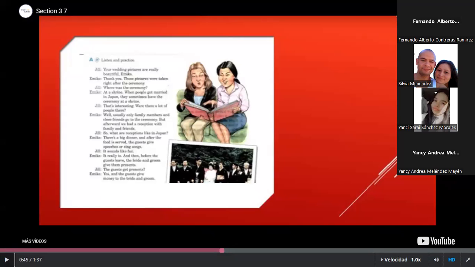In El Salvador, it's a little bit different because, as you said, they invite the family of the family. Okay, so at the end, it's a lot of people in the ceremony. And that's a big difference here, if we compare two cultures, there in Japan and here in El Salvador. Okay, what else? Do you find something else?